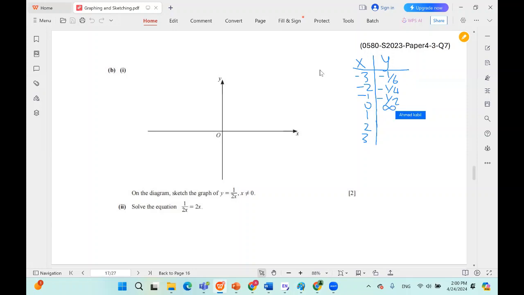For 0, it's 1 over 0, which is infinity. So this doesn't work. It's not that it doesn't work. It's something we're going to talk about called a vertical asymptote. And then for +1, we have half. For +2, we have quarter. And for +3, we have 1 over 6.